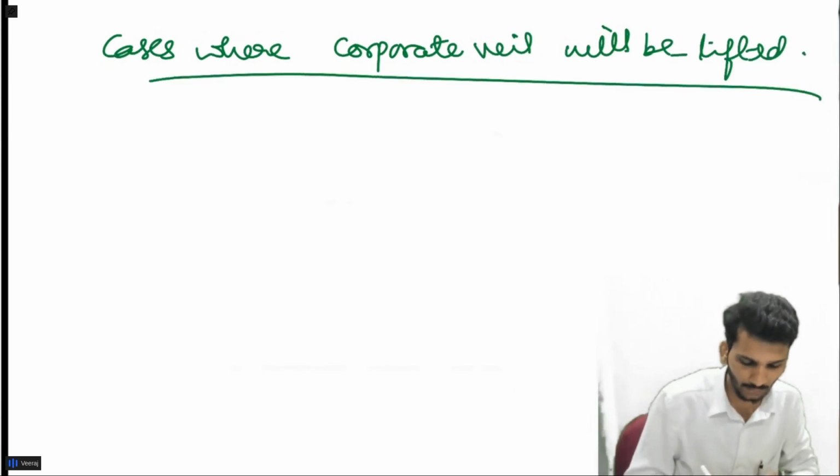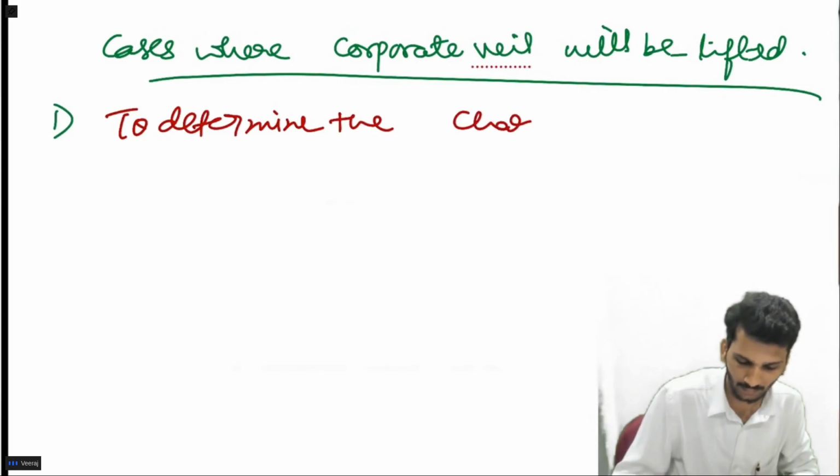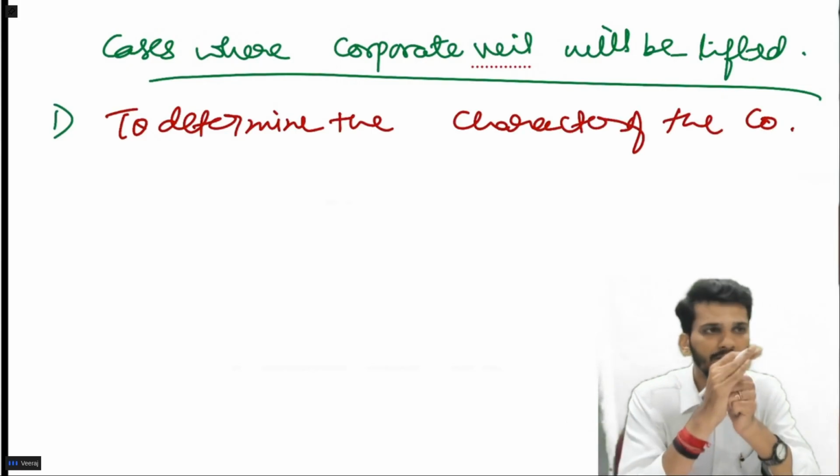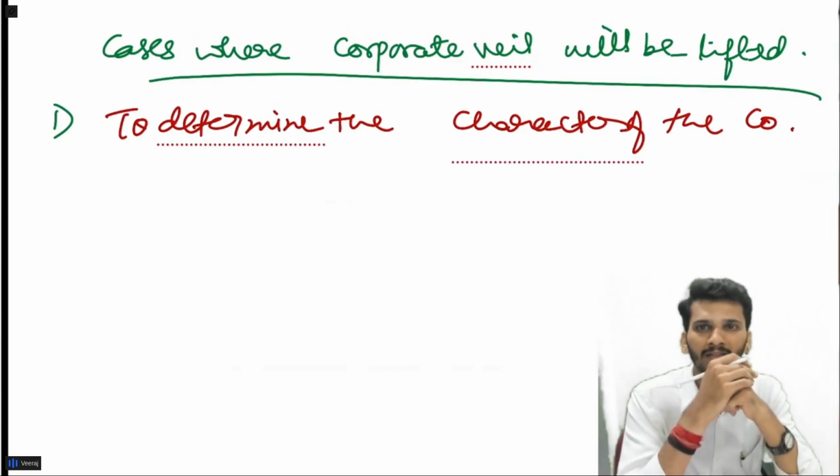Corporate veil lifting, the first case: to find the character of the company, whether it is a friendly or enemy company. So what is a friendly or enemy company? There was a case law.